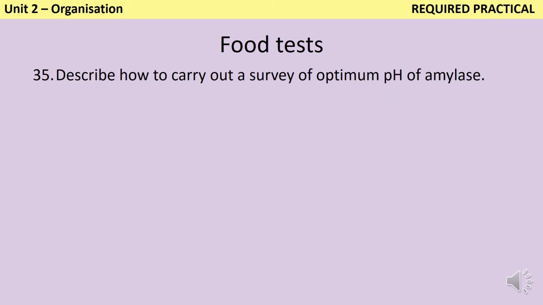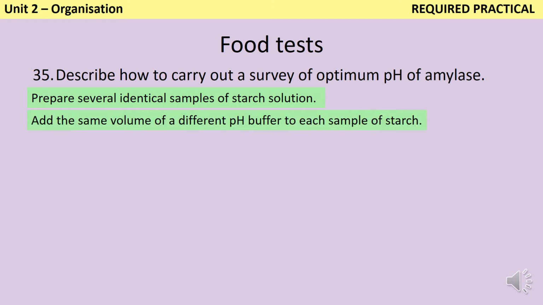When you're carrying out the required practical, your first step will be to assemble several identical samples of your starch solution. This is important because the volume of the starch solution and the concentration of the starch solution are two of your control variables. Next, you need to add some pH buffer to each one of your samples, and this should be the same volume because again, this should be controlled. So for instance, you might have one set of starch at pH 1 and then another set at pH 4 and another set at pH 7 and so on and so forth.